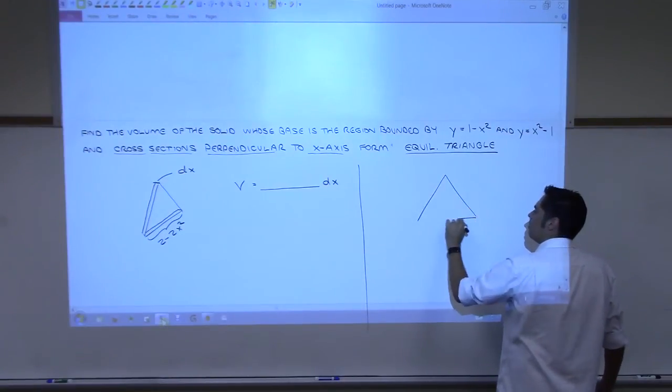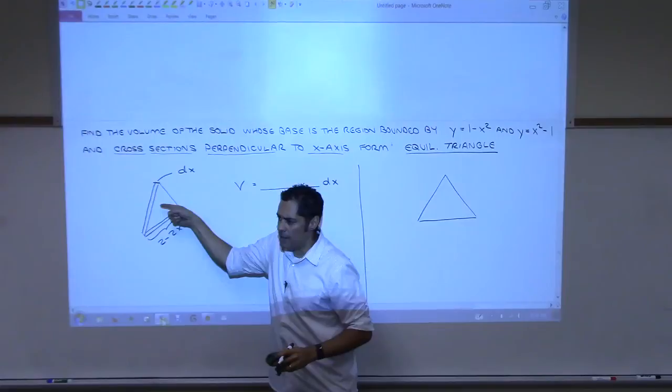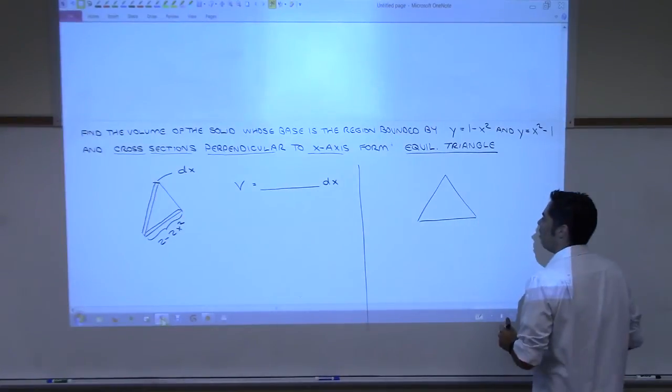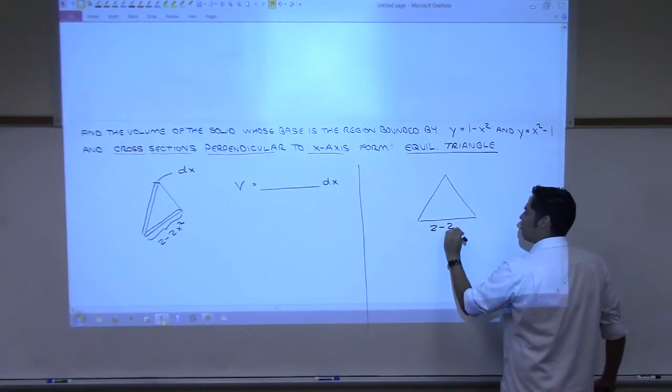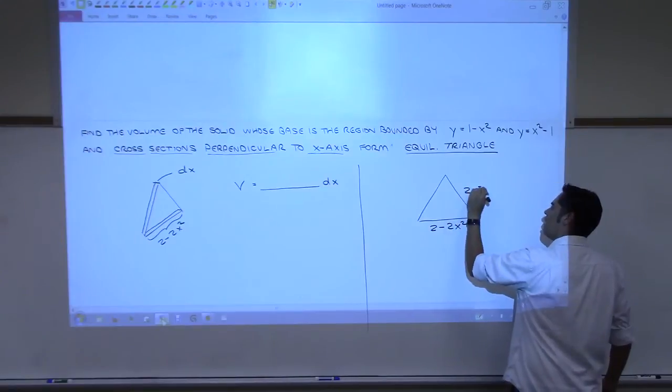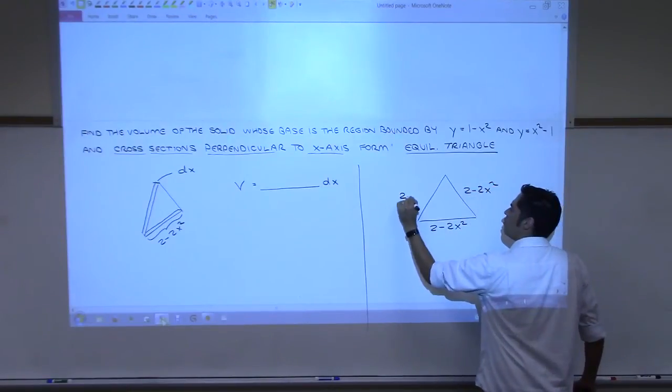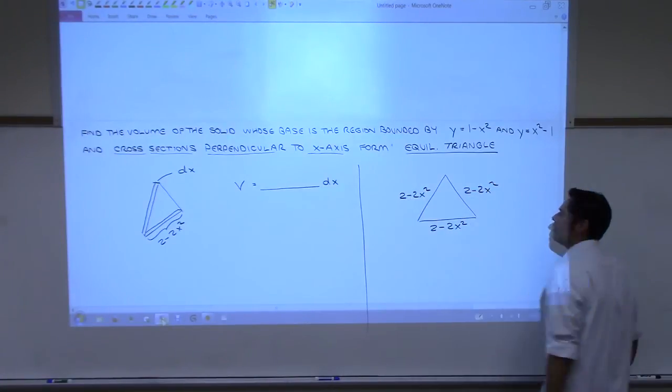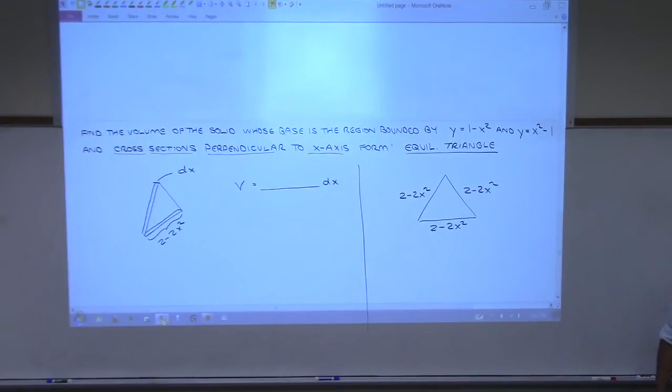Just looking at it straight on, if we were looking at it straight on, not considering the thickness at all. If this side's 2 minus 2x squared, this side's 2 minus 2x squared, this side's 2 minus 2x squared, can you tell me what the area of that is? Ooh.